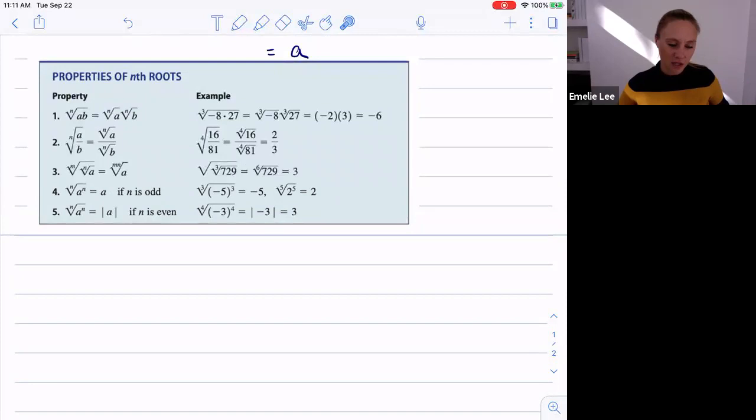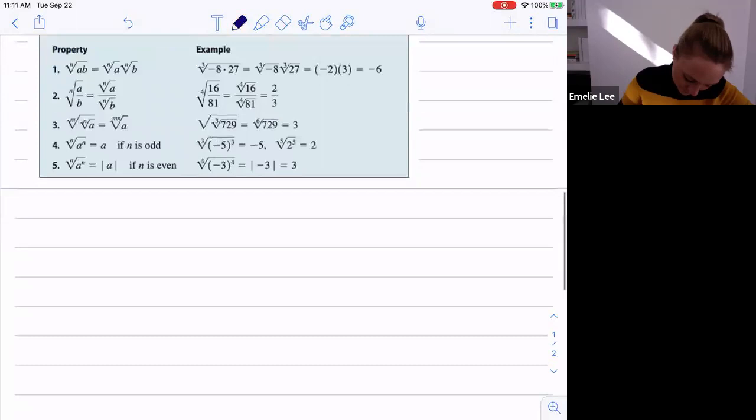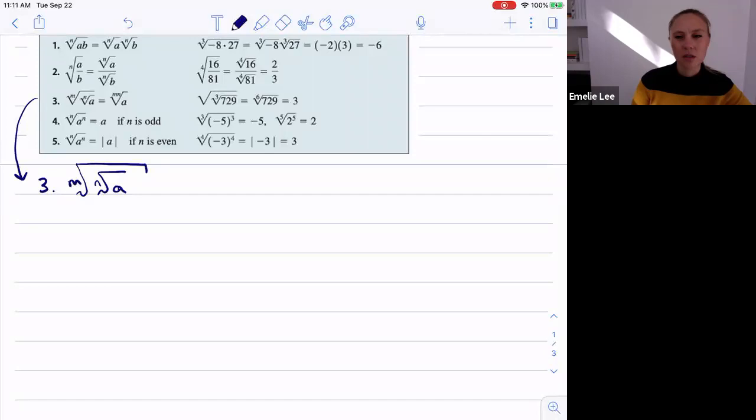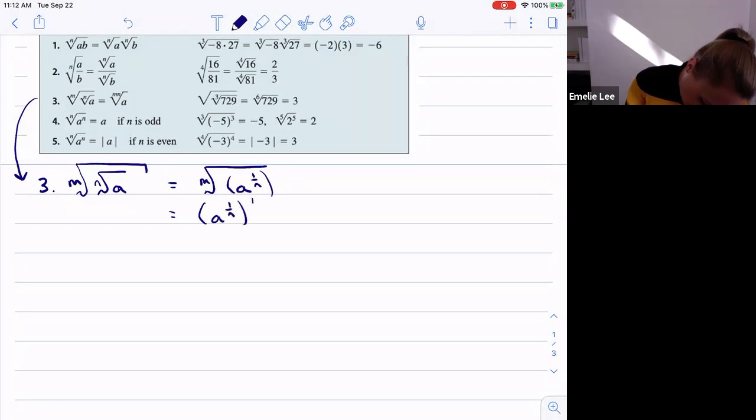So if we have a look at property number 3, if I have the mth root of the nth root of a, well, I should be able to rewrite that as the mnth root of a, and I'll show you why. If I've got the nth root of a, and then on the outside of that, I've got the mth root, let's rewrite these in terms of exponents and see where they get us. So the nth root of a is a to the 1/n. The mth root I can rewrite as a to the 1/n, to the power of 1/m.